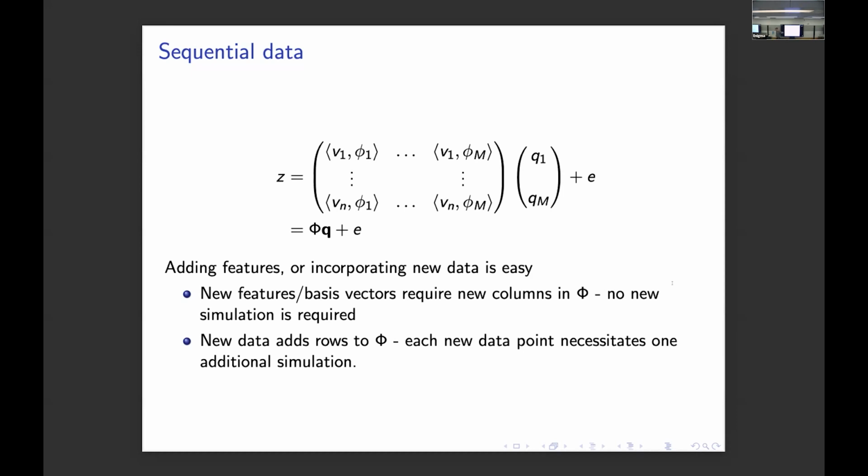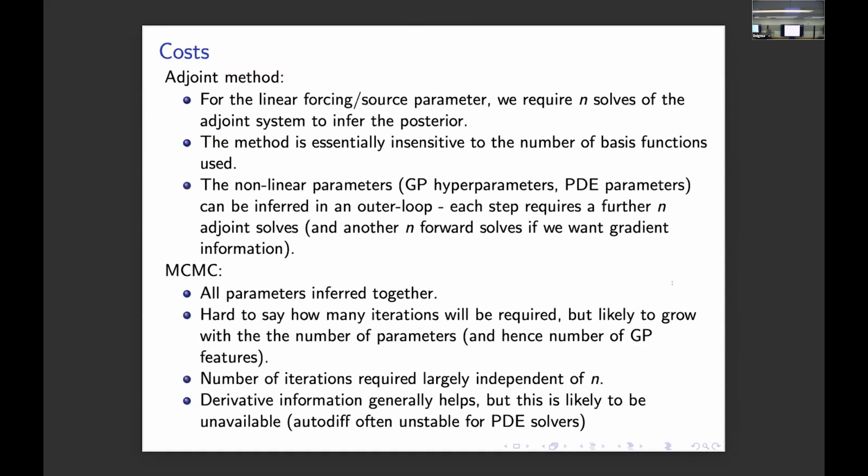So this is a kind of embarrassingly sequential method. We don't need to do anything new. As we get more and more data, we just add rows here and resolve a linear model. So it's easy in that sense to extend the problem to additional data points. Okay, so just to talk about costs, and then I'll finish. Here, if we just want to learn F, the cost is equal to the number of data points we have. If we have n data points, we have to do n solves of our system.